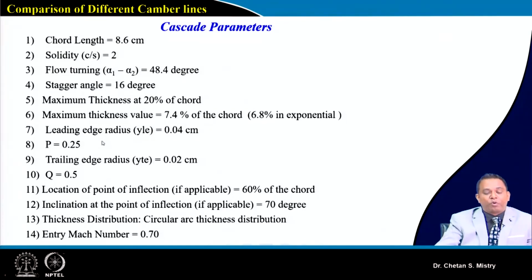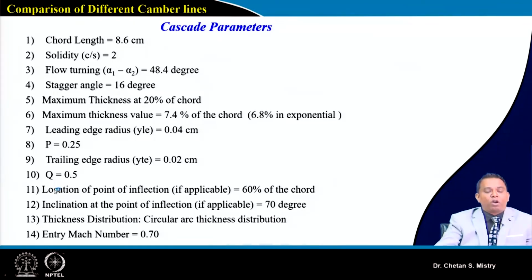we can say is 0.04 centimeter, value of P is 0.25, trailing edge radius is 0.02 centimeter, Q value is say 0.5. The location of the inflection point is at 60% of the chord. The inflection angle we can say is 70 degree, where it is applicable. The thickness distribution we can say is the circular arc thickness distribution. We will be considering our inlet Mach number to be 0.7.